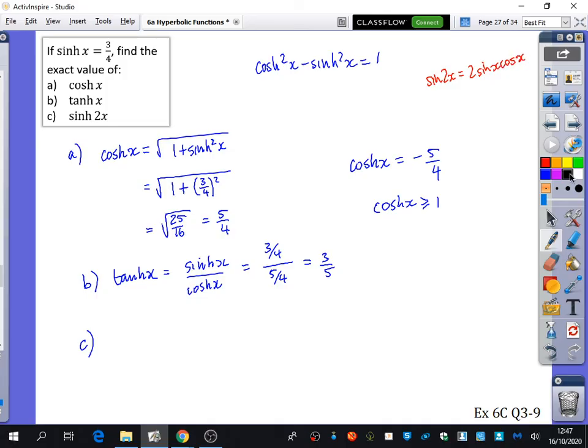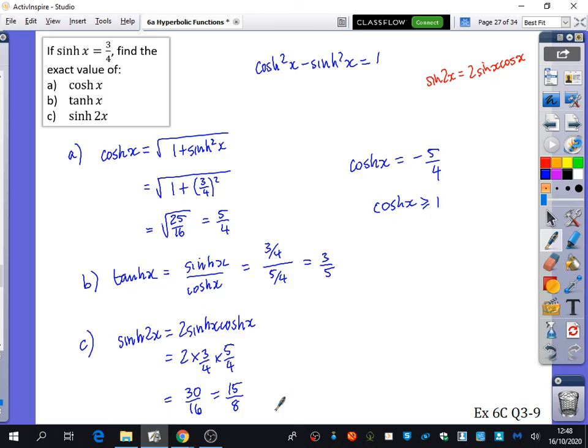So for the hyperbolic one, is it going to be the same or different? The same, okay, because there's no implied sine squareds there. So if I want to find out what sinh of 2x is, it's just 2 sinh x cosh x. Good. So it's 2 times 3/4 times 5/4, which is 30/16 or 15/8.